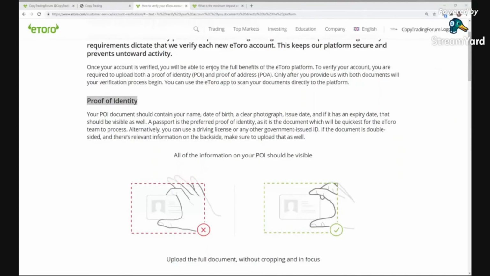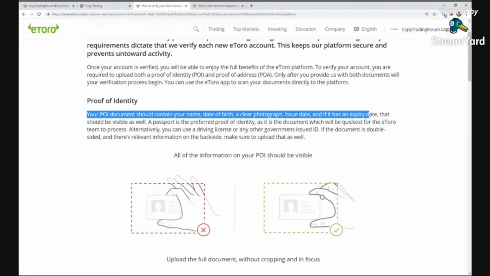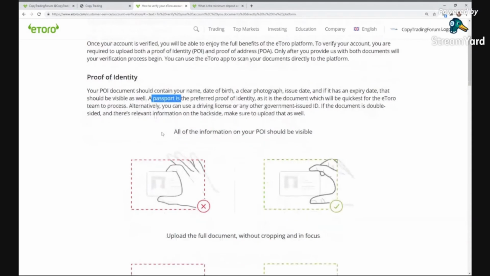Okay, so the next step is you have to upload proof of identity and proof of address. And you need to put in your tax details, just your tax number that you give to your employer. In Ireland, it's called a PPS number. You just go to proof of identity on this page. Your proof of identity document should contain your name, date of birth, clear photograph, issue date, and if there's an expiry date, it should be visible as well. A passport is good, or a driving license or any other government-issued ID.